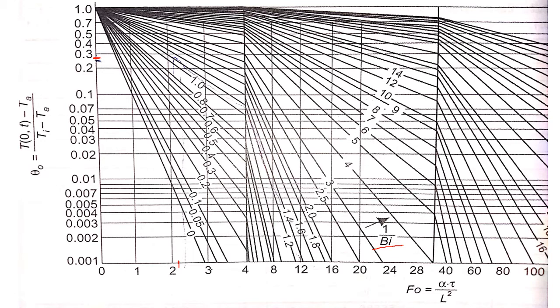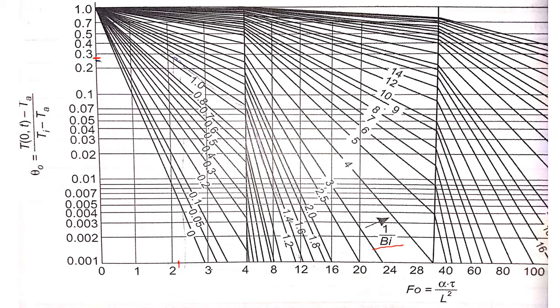In the textbook they have read it as 2.4, so there might be some error while reading the graph, but that much is okay, no problem. So my first part is over: t equals 458 seconds is the time required to cool the center plane up to 100 degrees centigrade.